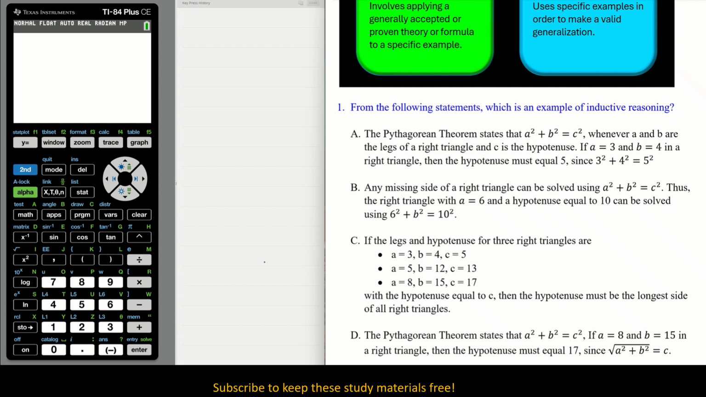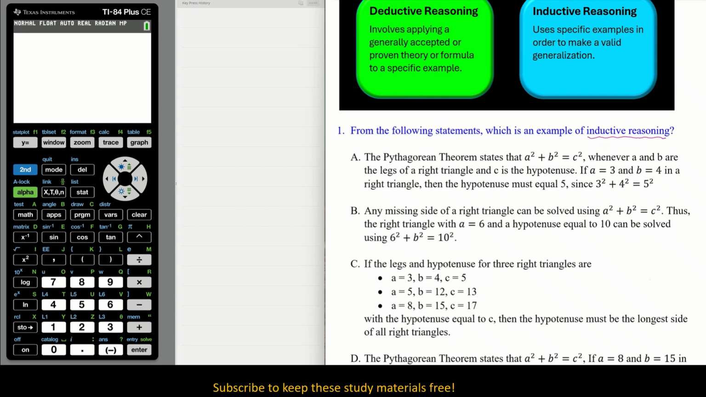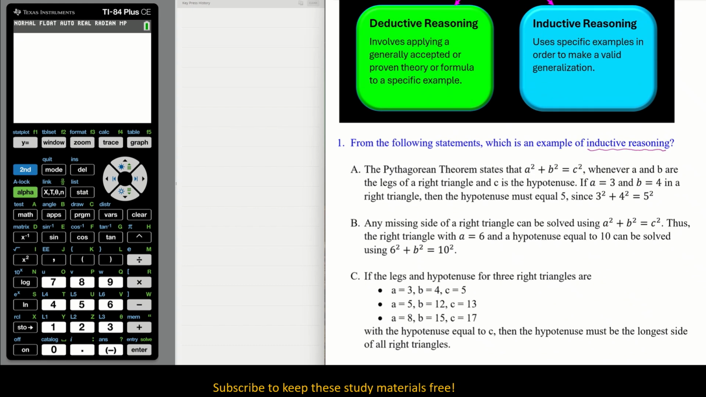Number one: for the following statements, which is an example of inductive reasoning? So we want inductive. What is inductive? Inductive is where you're given the examples and then you make a generalization, a statement in generalities that looks more like a formula, or they're stating a formula.